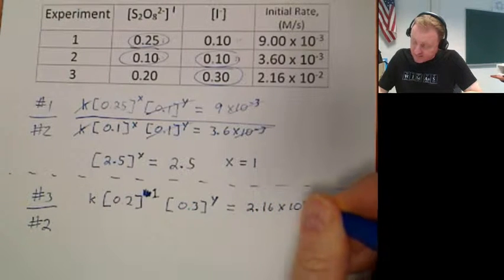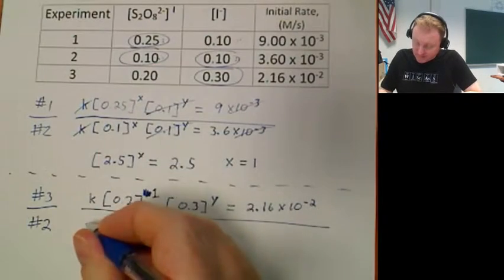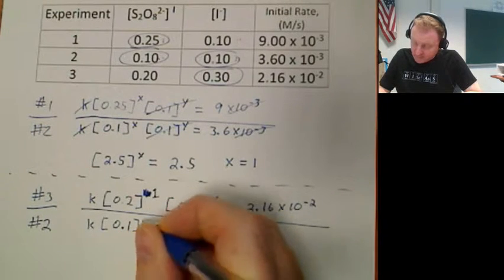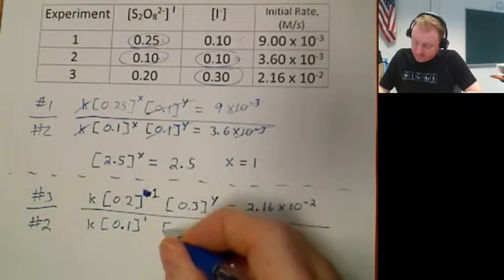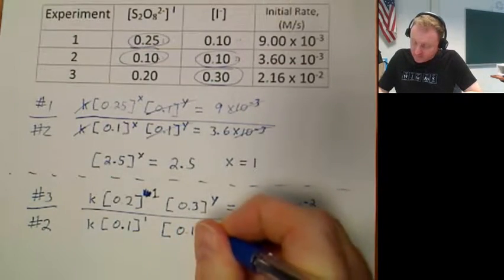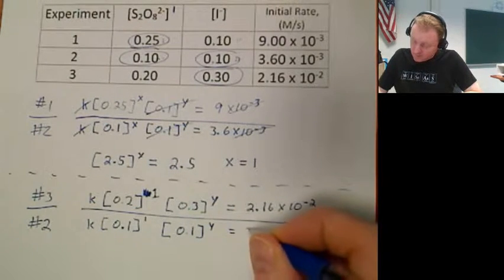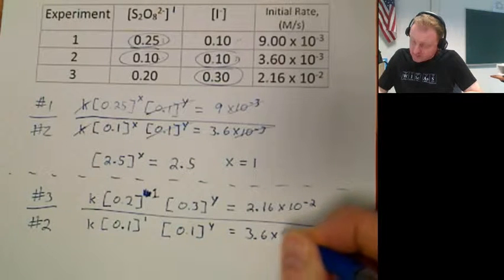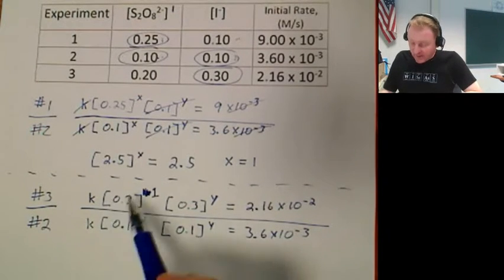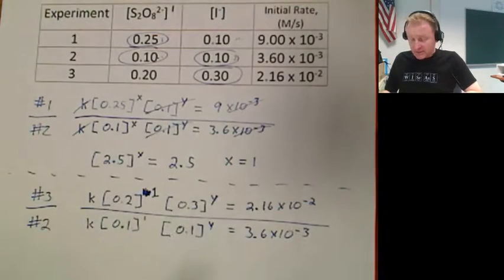2.16 times 10 to the negative 2 over the second example, that's k times 0.1 to the first power, 0.1 to the y power, and that equals 3.6 times 10 to the negative third. So these don't cancel out. We would like it to cancel out. That's a better way to set it up if you can, but in this case we can't. So we're actually just going to solve that.